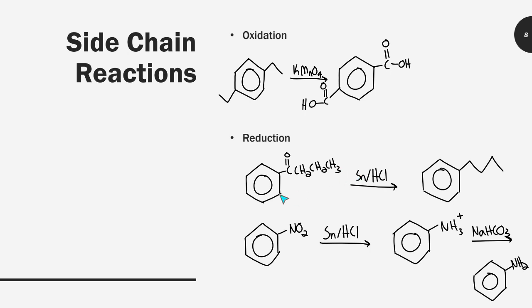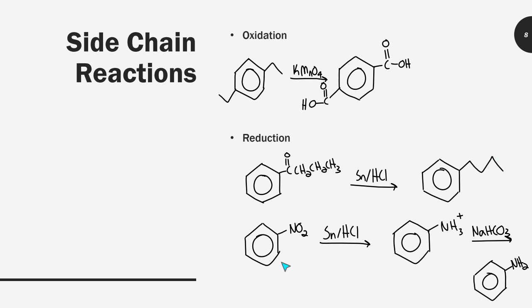And then the important reduction side chain reactions. This is one I just went over. So when we make this compound from acylation, we can reduce it to straight chain alkylbenzene. So that just, again, replaces the double bond with oxygen with two hydrogens.